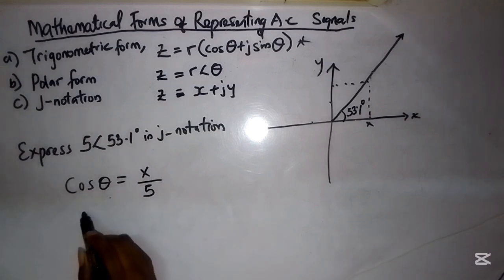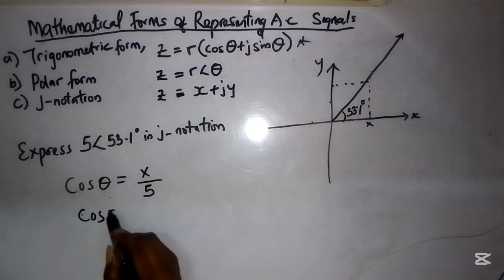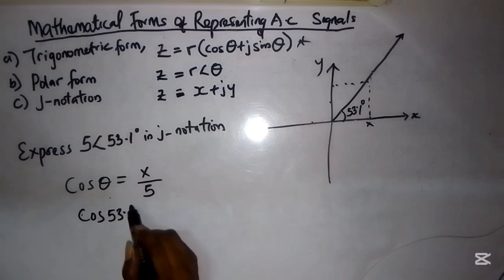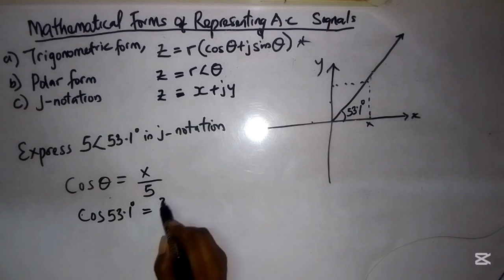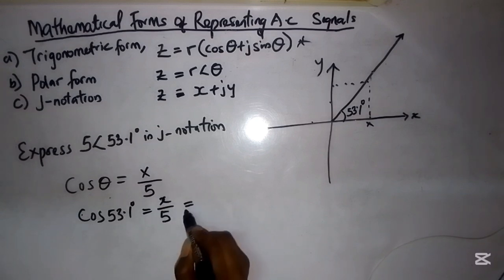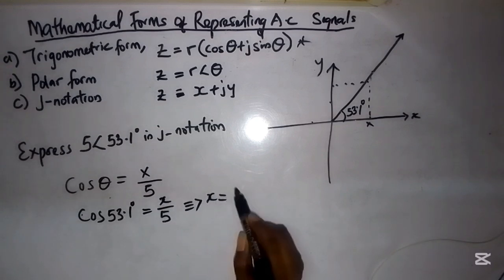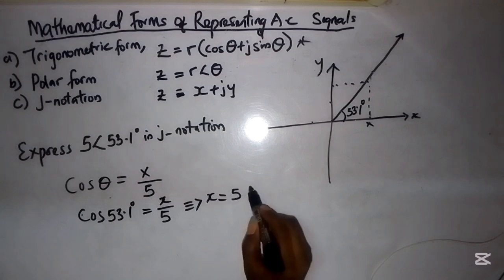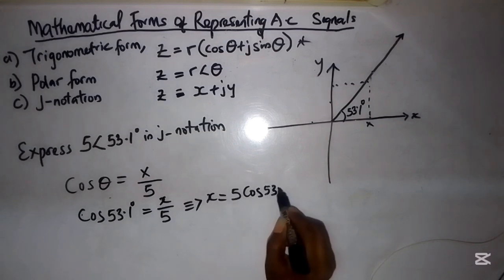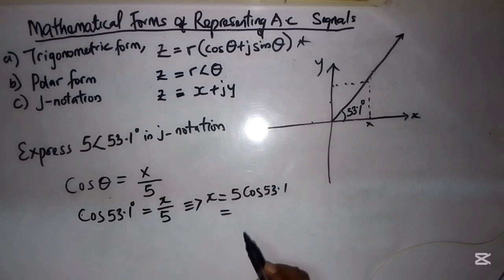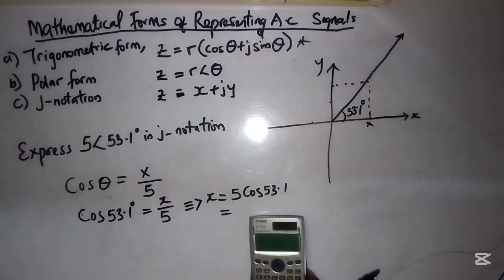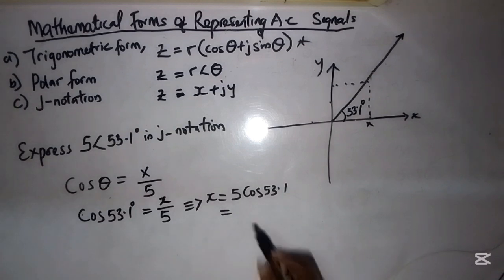So we can as well write this as cos 53.1 is equal to x over 5, which is the same thing as x being equal to 5 cos 53.1. And that we can get out using our calculator. So if I type this out, our value here is 3.